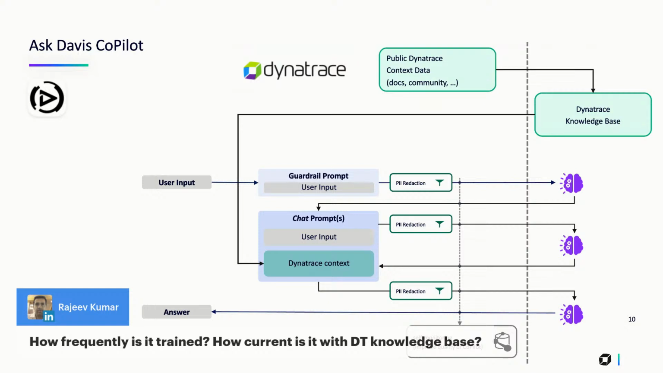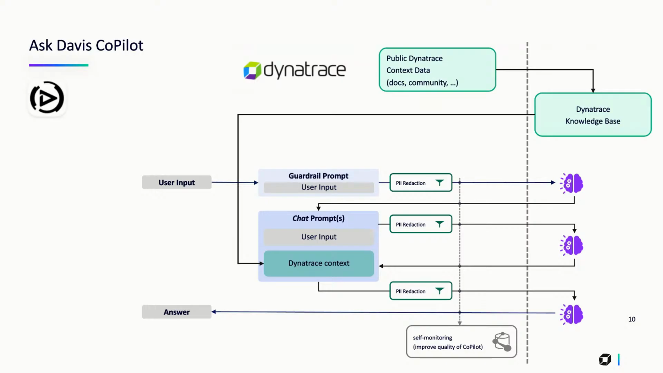How frequently is the knowledge base trained? As of now, it's, I think, more or less on a weekly basis, because our Dynatrace documentation typically gets a weekly or bi-weekly update with every sprint release, and that's for now sufficient.